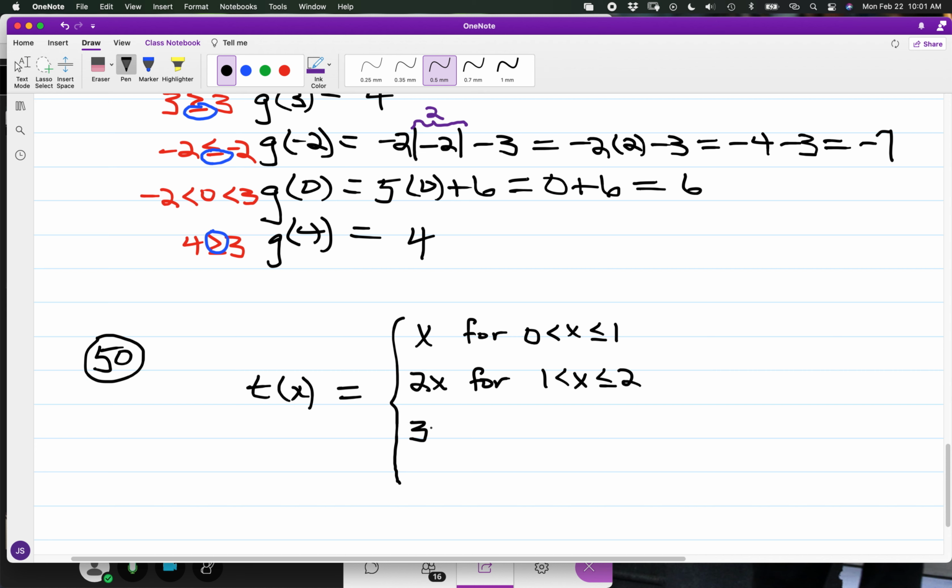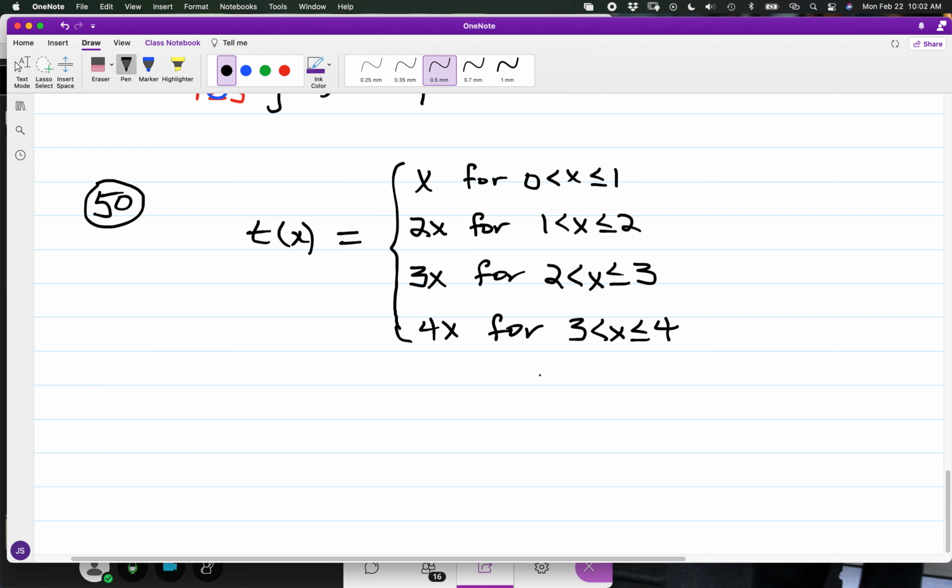And t of x is equal to 3x for those values of x such that 2 is less than x, which is less than or equal to 3. And then t of x is equal to 4 times x, and that will apply to those values of x where 3 is less than x, which in turn is less than or equal to 4. And if we have anything outside of the realm of any of these inequality statements, then we cannot apply t of x at all.